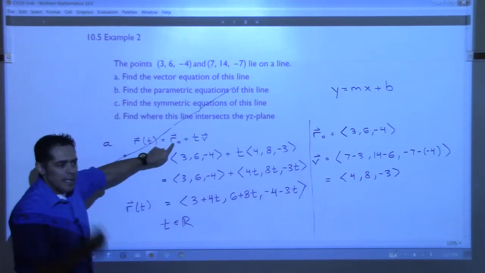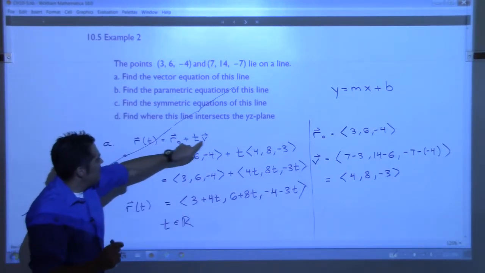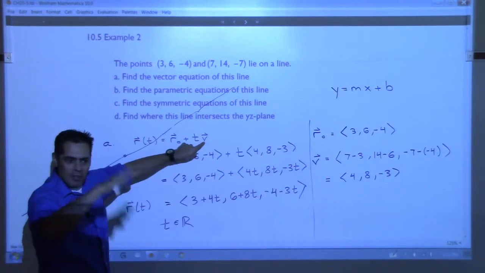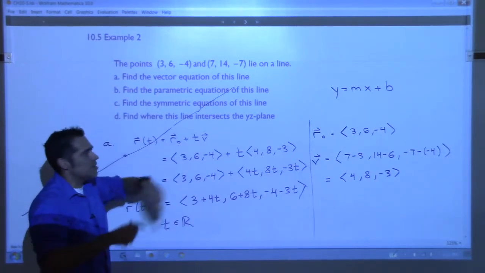This is like the b. It's a point on the line. The v is like the slope, because it's the direction vector. And then the t is kind of like the x.